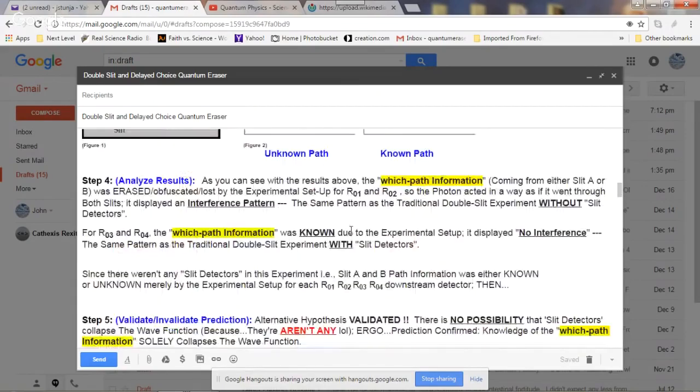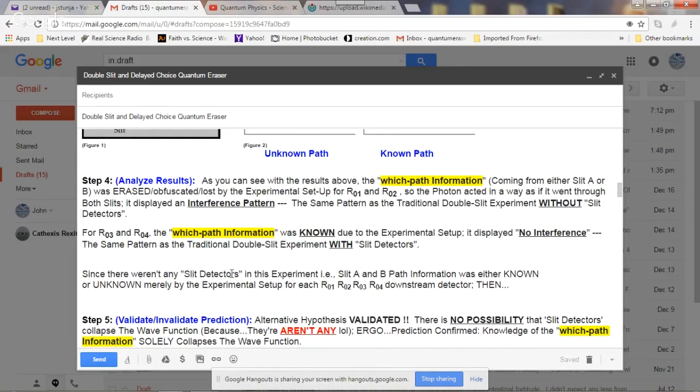So this is pretty easy. Analyze your results. Step 4. As you can see with the results above, the which path information coming from either slit A or slit B was erased or obfuscated by the experimental setup for R1 and R2. So the photon acted in a way as if it went through both slits. It displayed an interference pattern, the same pattern as the traditional double slit experiment without slit detectors. For R3 and R4, the which path information was known due to the experimental setup. It displayed no interference, the same pattern as the traditional double slit experiment with slit detectors.